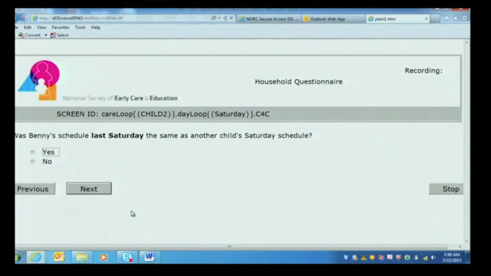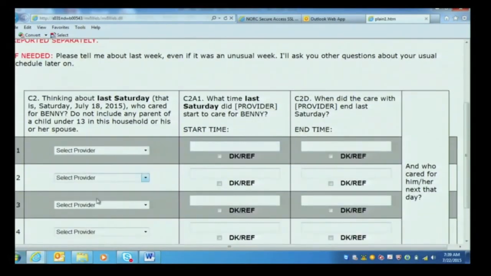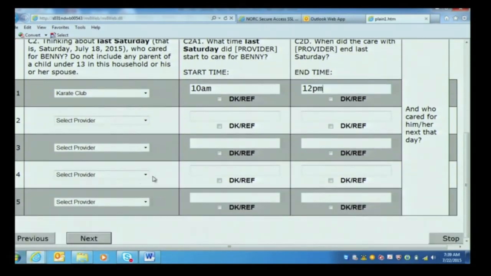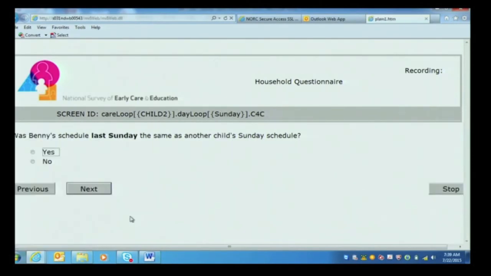Was Benny's Saturday schedule the same as another child's Saturday schedule? No, it was not. Thinking about last Saturday, who cared for Benny? Benny had karate club from 10 a.m. to 12 noon. That's it. He was with me the rest of the day. Was any day's schedule last week the same as last Saturday? There were no other days like that.